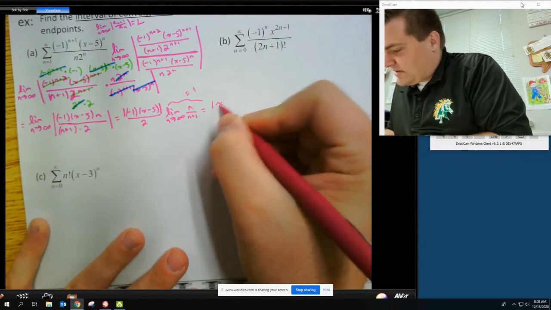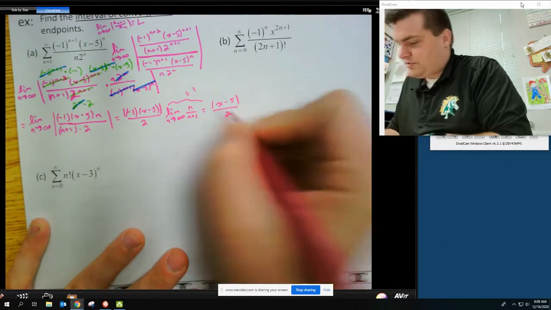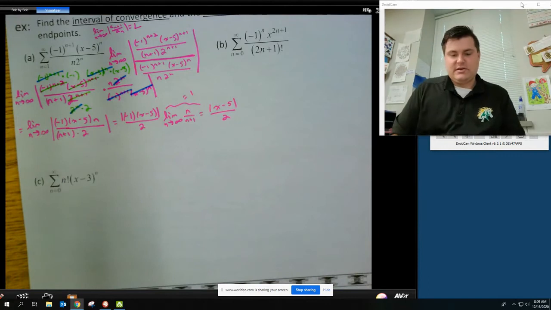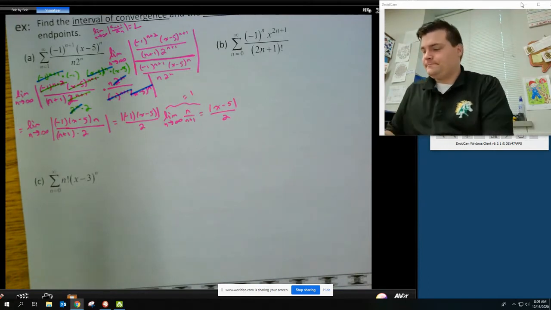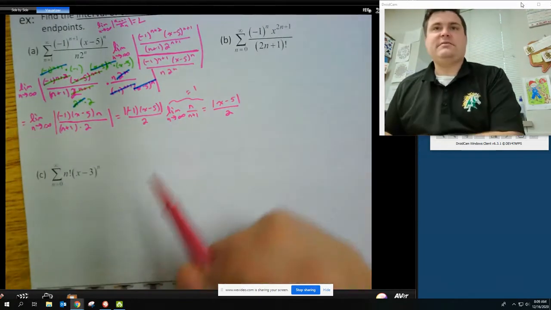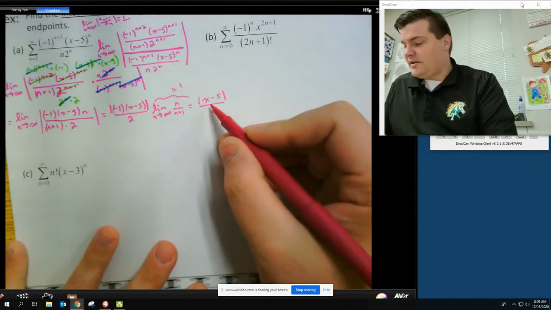So I'm going to get x minus 5 all over 2 because the absolute value of negative 1 is just going to be positive 1. So now I have this right here.